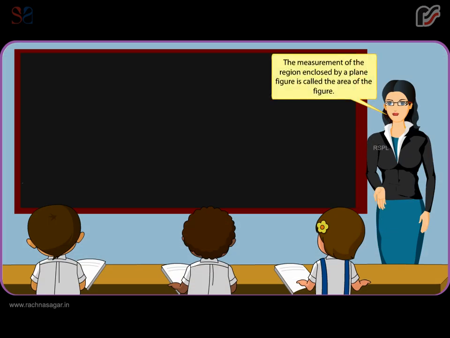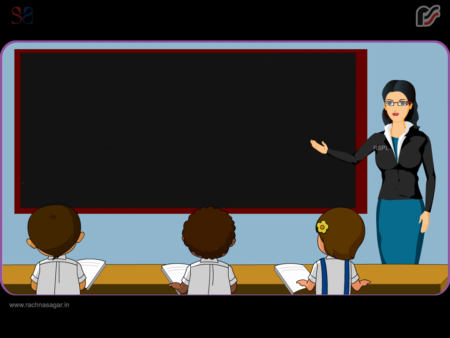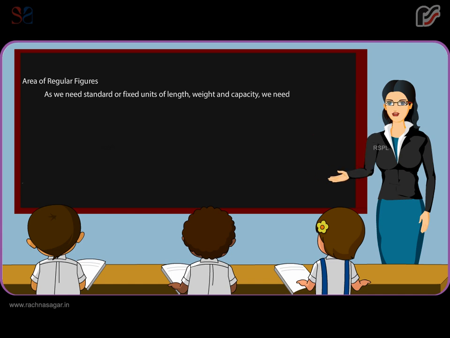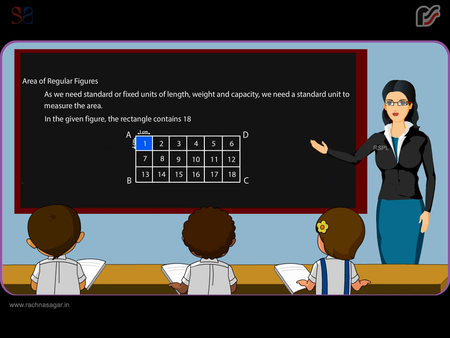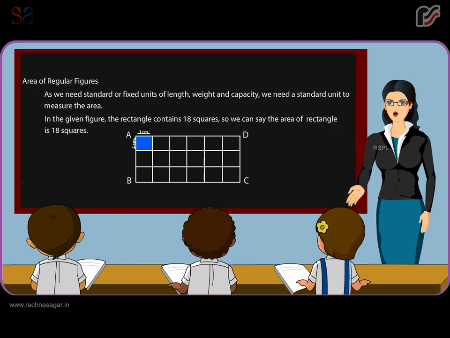Area. The measurement of the region enclosed by a plane figure is called the area of the figure. Area of regular figures. As we need standard or fixed units of length, weight and capacity, we need a standard unit to measure the area. In the given figure, the rectangle contains 18 squares, so we can say the area of the rectangle is 18 squares. The area of each square of the square sheet is 1 cm into 1 cm is equal to 1 square centimeter. Thus, the area of rectangle ABCD is equal to 18 square centimeters.